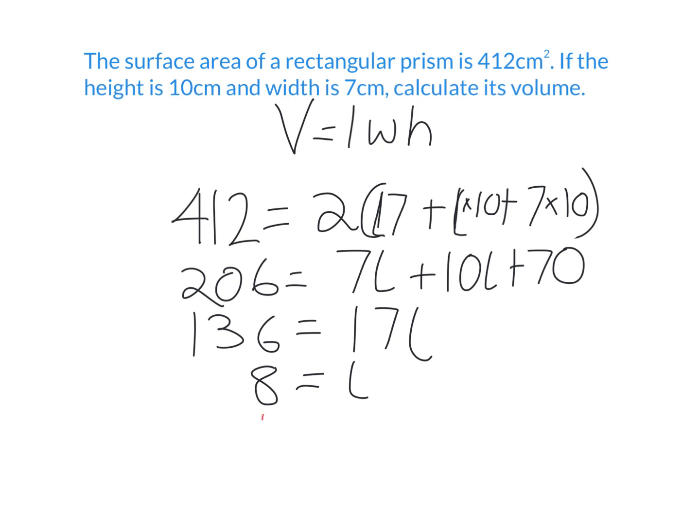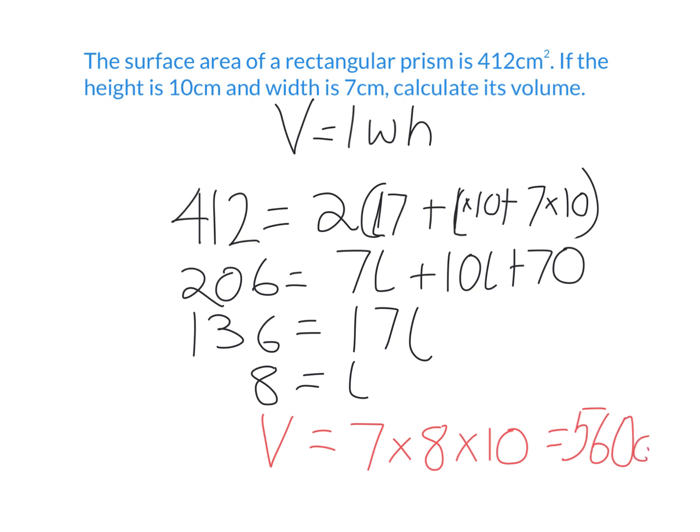So therefore its volume is simply going to be 7 times 8 times 10, length times width times height, which is 560, and it will be in units cubed. So 560 centimeters cubed means it will hold 560 mils of water, so it's a bit over half a litre.